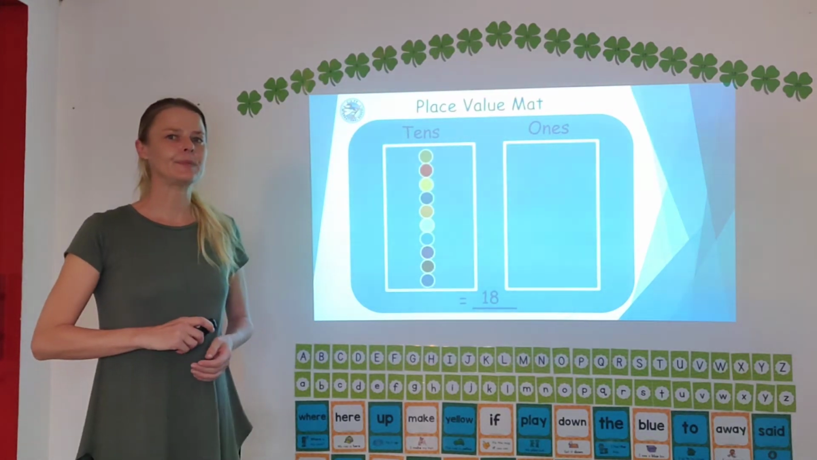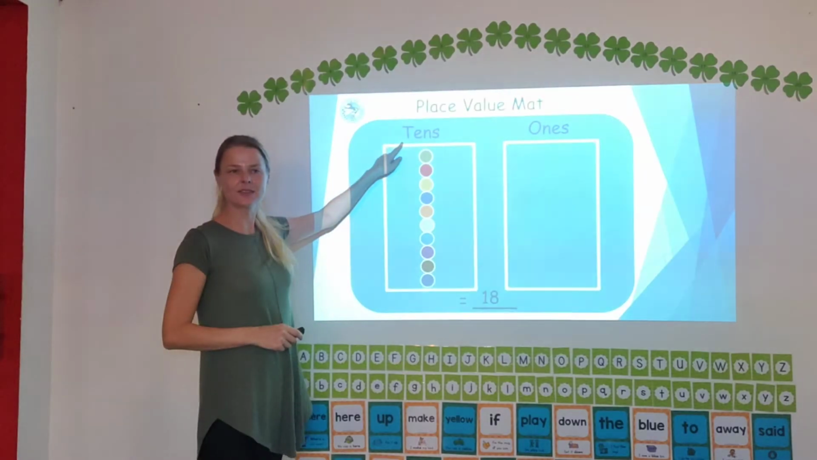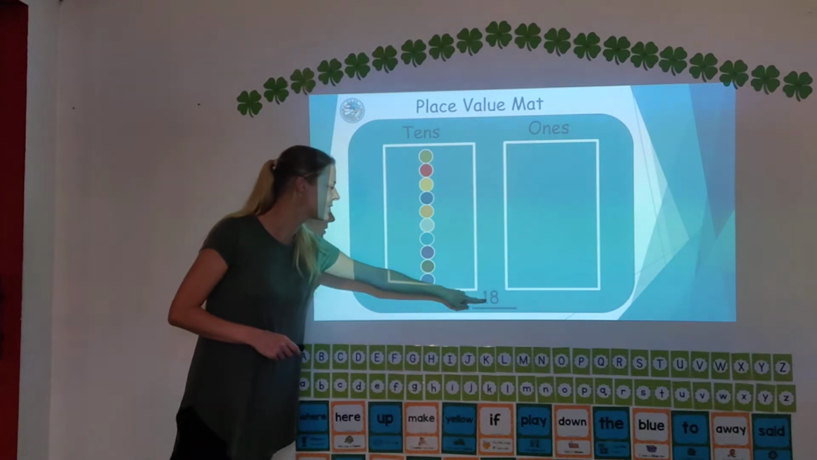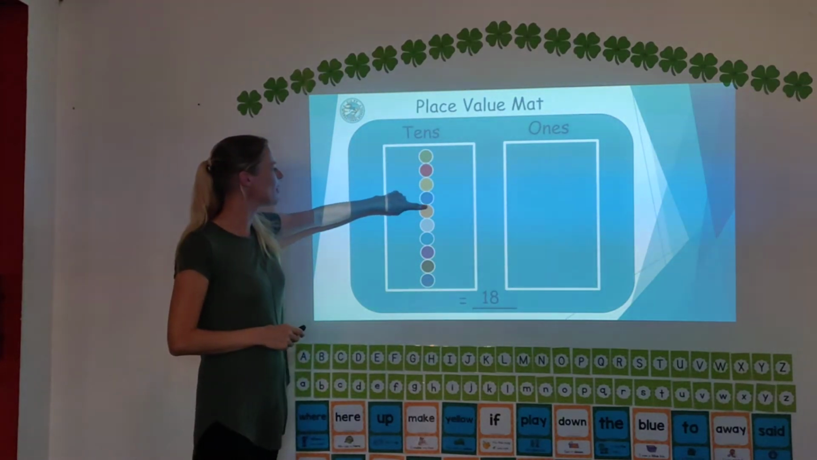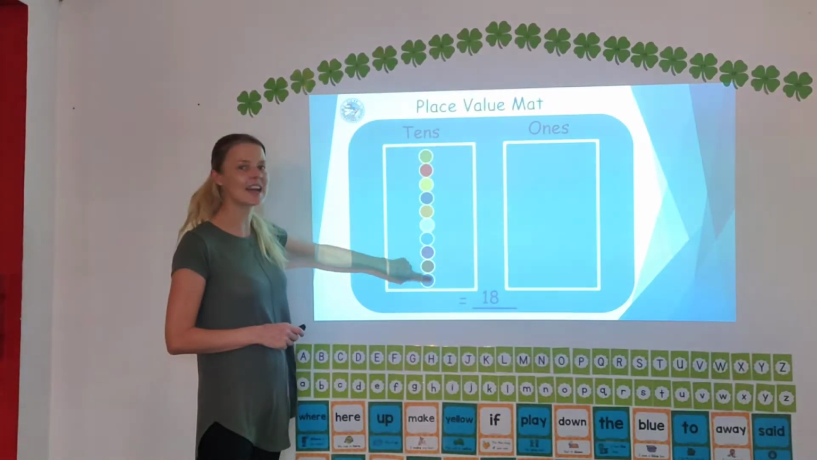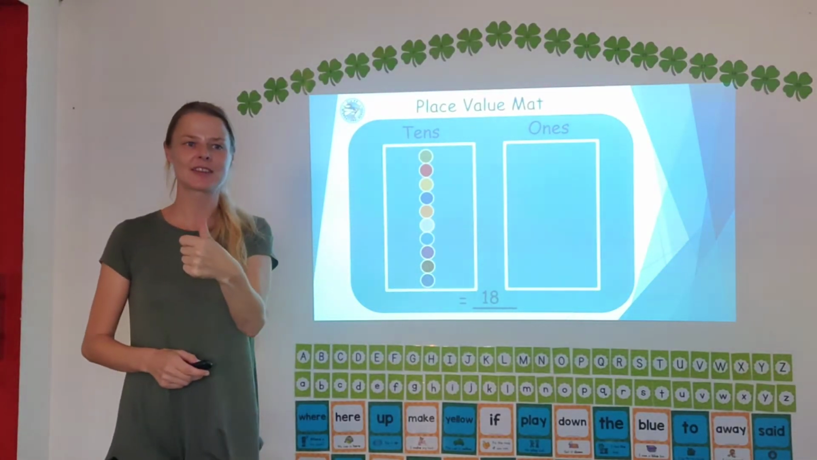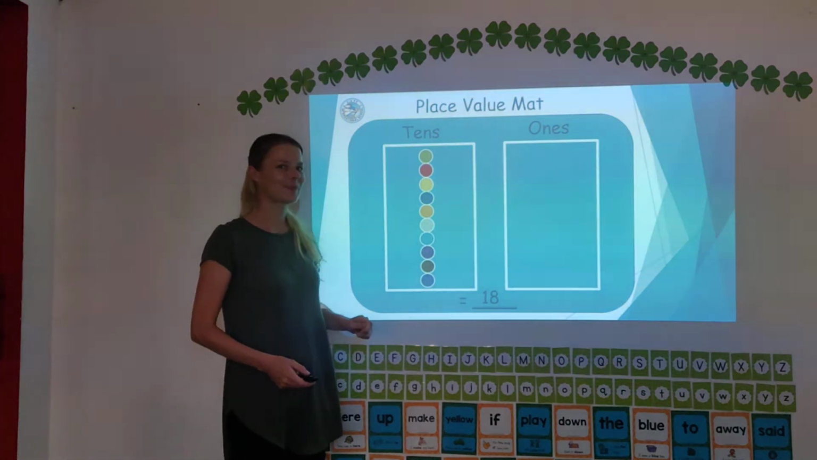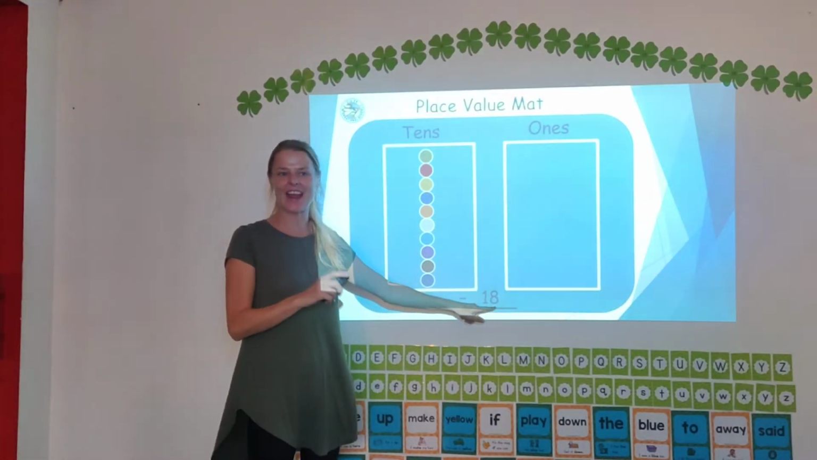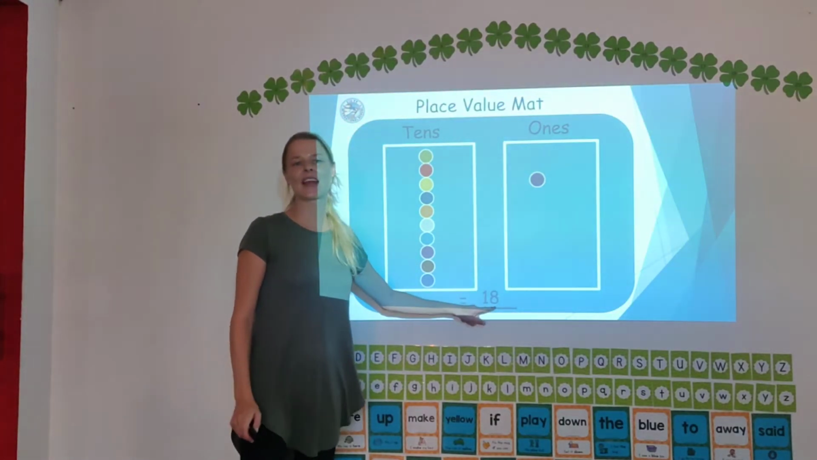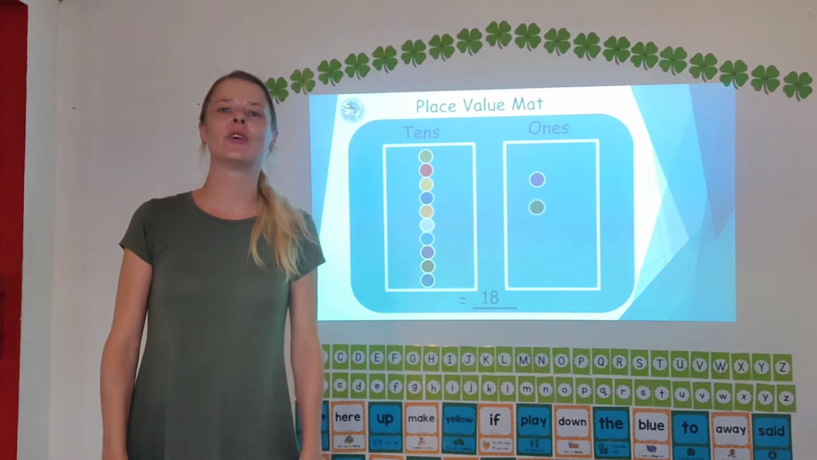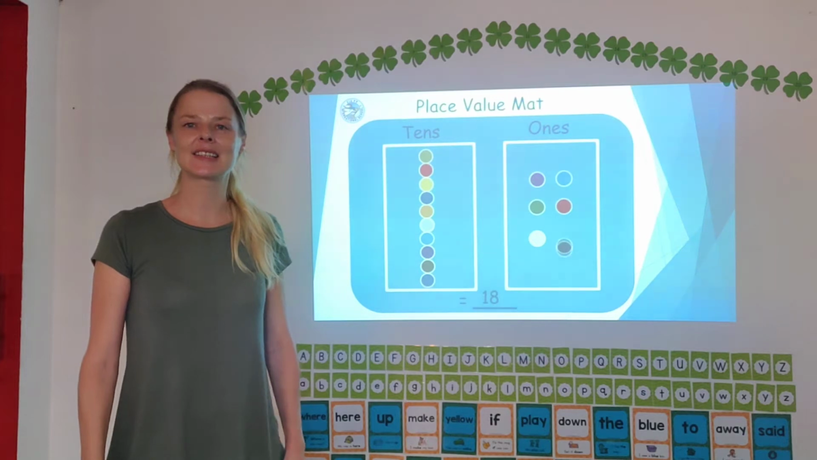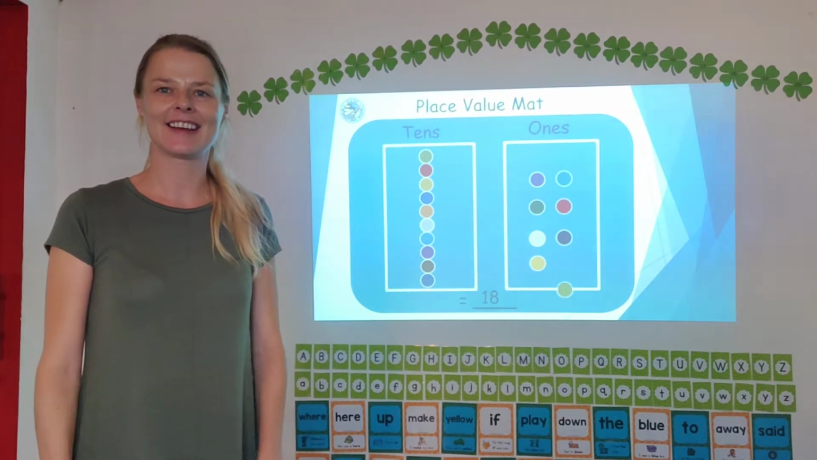Okay, let's see. So, in your tens, you should have 1 row of 10. Let's count them because we've got the number 1 here. 1, 2, 3, 4, 5, 6, 7, 8, 9, 10. Did you get that bit correct? Now, how many ones did we need? Well done. If you got the number 8, you're correct. So let's count them. 1, 2, 3, 4, 5, 6, 7, and 8.